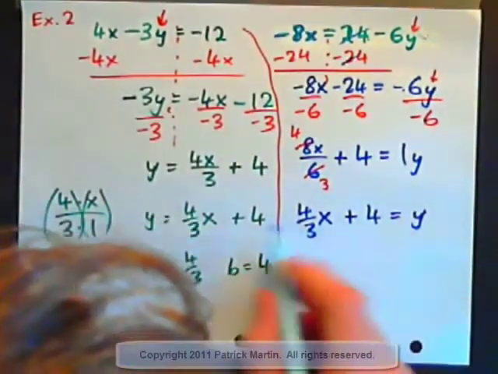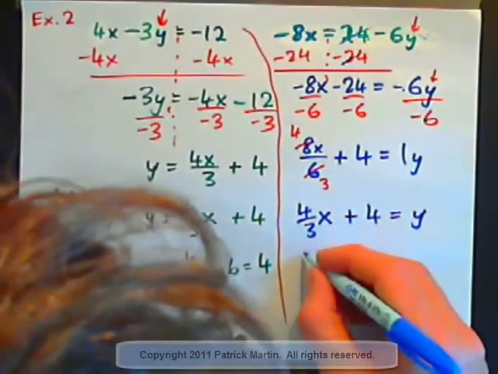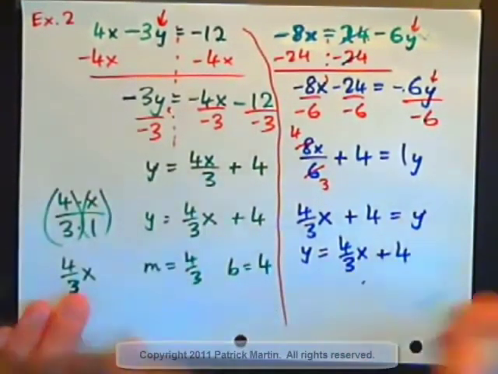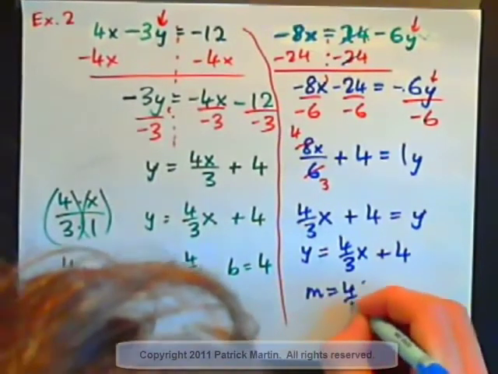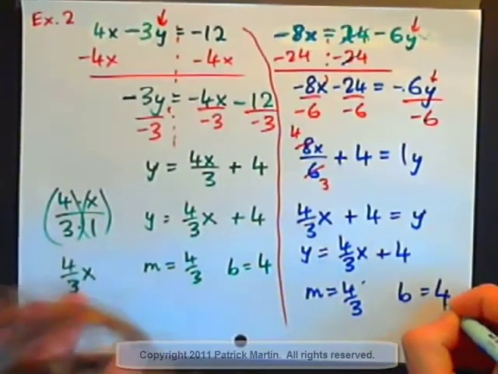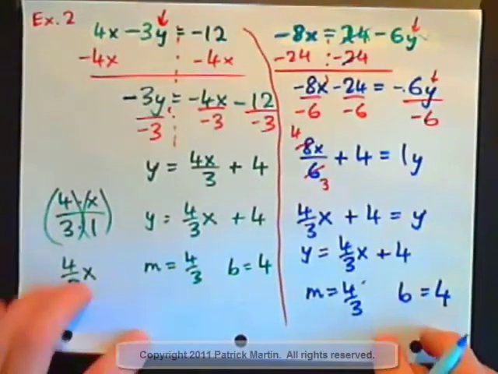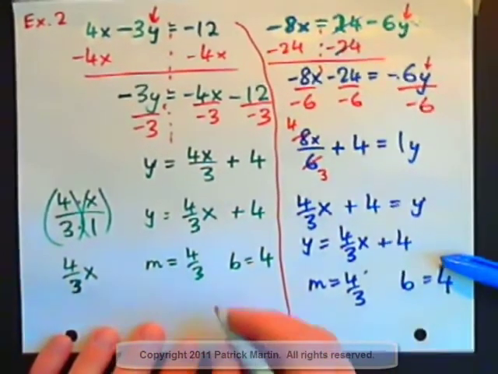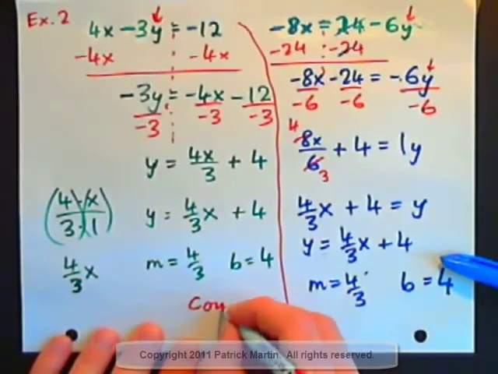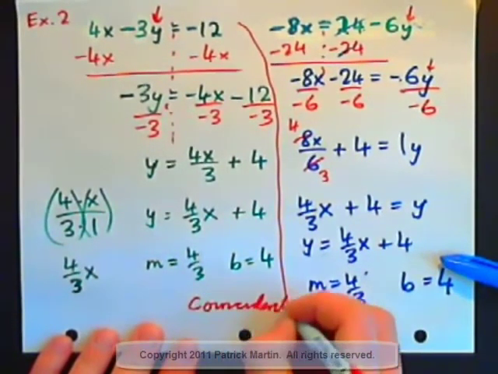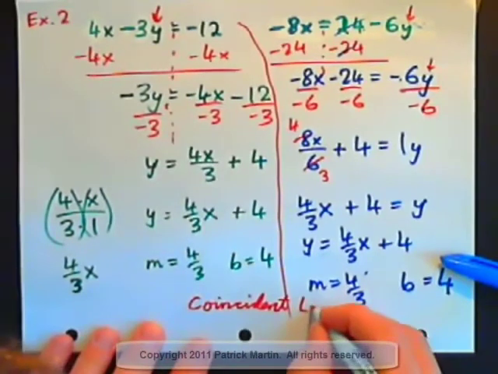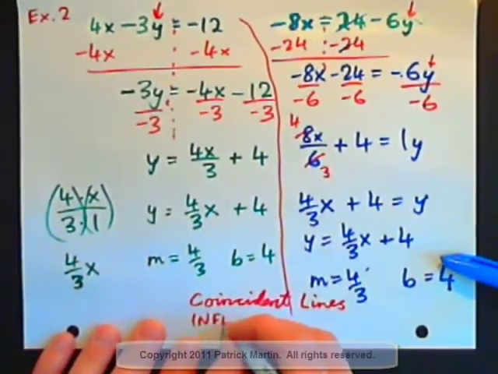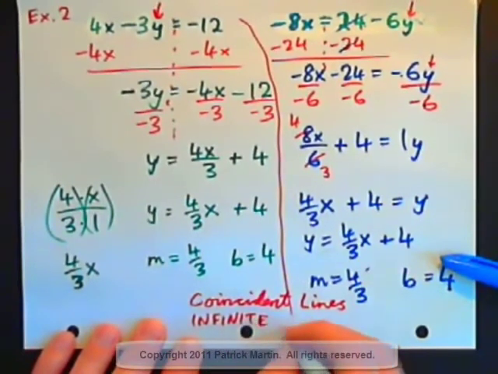So that's exactly the same thing as this, isn't it? You can rewrite it like this, it wouldn't matter, 4 thirds x plus 4, this way or this way. In any case, the slope is 4 thirds, the y-intercept is 4, and we have the exact same line in both cases. So all we need to note is that these are coincident, they coincide, coincident lines, so there are infinite solutions.